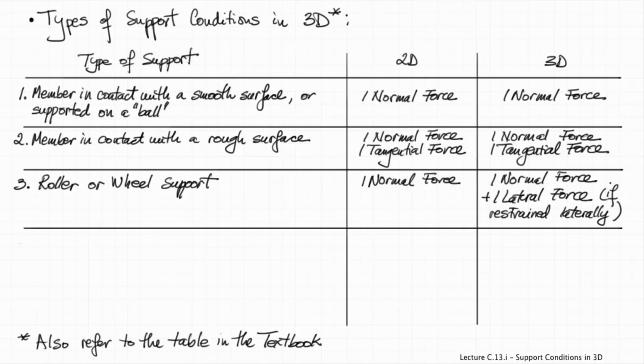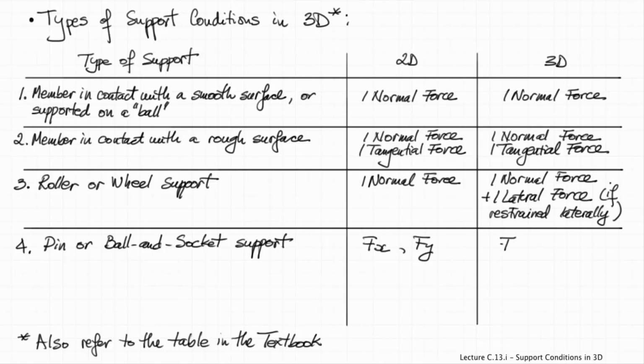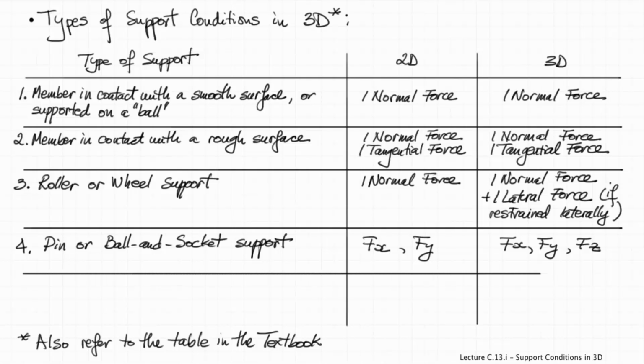Now, another type of support is a pin, or in 3 dimensions is often called a ball and socket support. So in 2 dimensions, a pin was restricting translations in 2 directions. A ball and socket support in 3 dimensions will now restrict translations in the 3 directions, the 3 orthogonal directions, x, y, and z. So hence, a ball and socket support is replaced by these 3 forces.